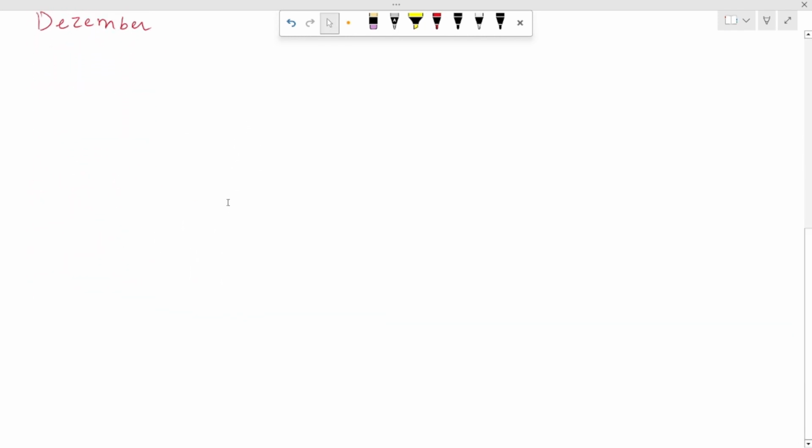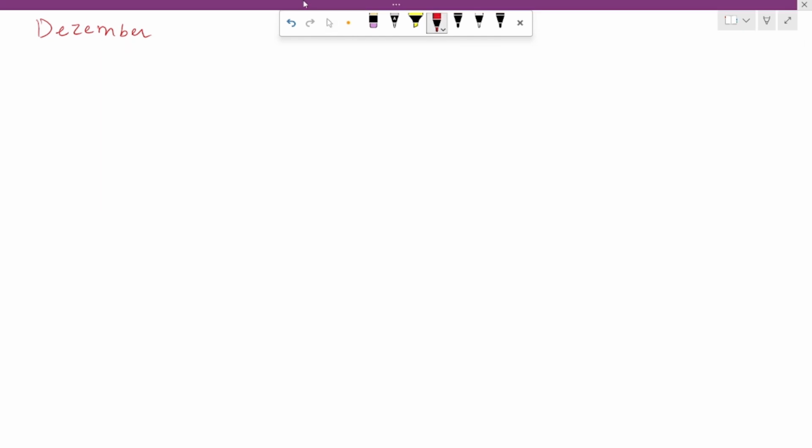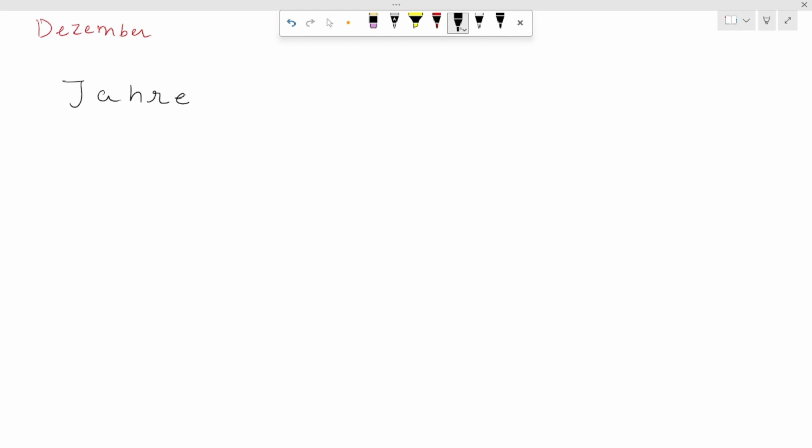So now we are moving ahead with the season names. Okay, so seasons names को हम बोलते हैं Yahare site. So we have four types of seasons, which is winter, summer, spring and autumn, right? So winter को हम Yahare site जर्मन में क्या बोलते हैं?